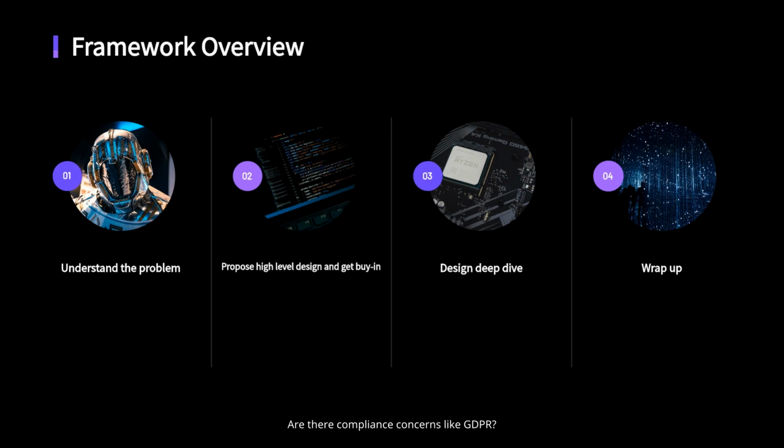2. Propose high-level design and get buy-in. Goal: outline the architecture and validate it with the interviewer before diving deep. Example: for Instagram feed, the front-end sends a request to a back-end API service. The back-end calls a feed generator service, which queries a cache and falls back to a database. Media is served from a CDN.